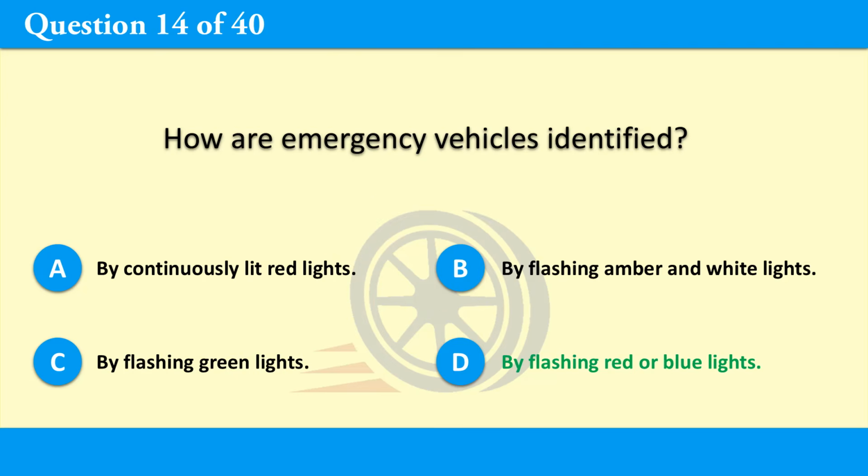Correct answer, D. By flashing red or blue lights. Explanation: if you hear or see an emergency vehicle approaching sounding its siren or flashing lights, be extra careful and give way if it is safe to do so.